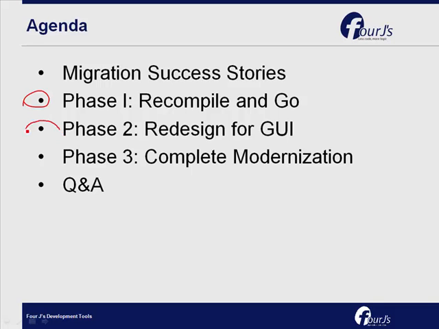We'll then move on to phase 2, which is really looking at the graphical user interface and determining the best way to redesign that GUI for a graphical environment. And lastly, we'll be looking at what are some of the things in the language that allow us to completely modernize 4GL applications so that you can run them today, tomorrow, into the future, fully modernized in today's world. We'll follow up with some questions and answers, and that will wrap up our time today. Most of the session today will be demonstration. However, we'll be beginning with a little bit of PowerPoint here.